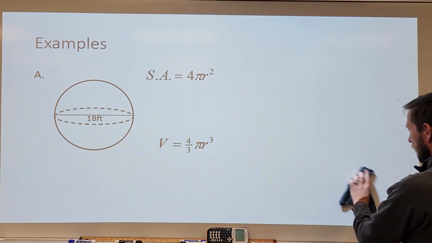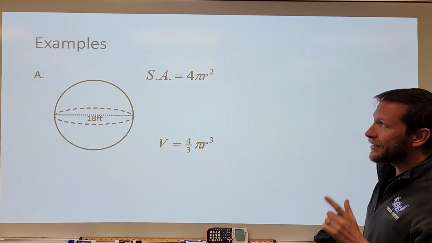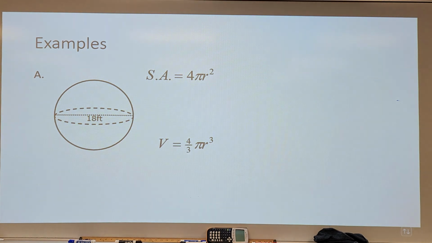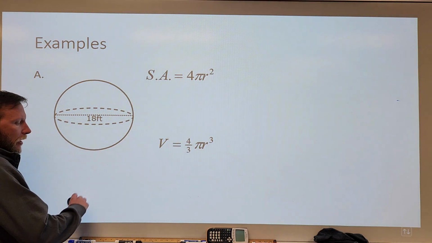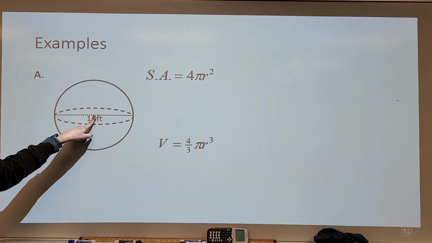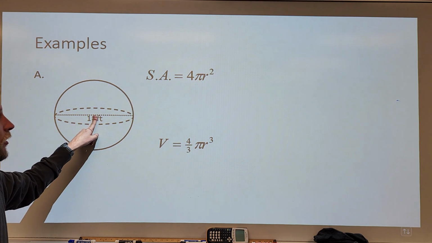So here is an example. Go ahead and pause it and see if you can do letter A here. See if you can determine the radius and then use that radius to find the surface area. So the surface area again is 4 times pi times the radius squared. The radius here is going to be half of this diameter. It's going to be 9. Pause the video if you want to do that work on your own. Otherwise, I'm just going to do it for you.